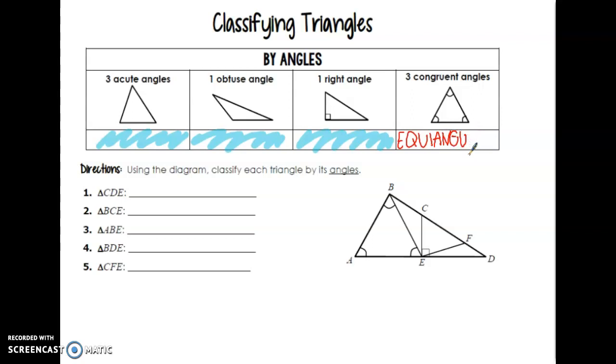Oops, that's a G. Let me start over again. That still looks terrible, but this is called an equiangular triangle. It is three congruent angles. Equilateral is sides. Equiangular is, of course, angles.